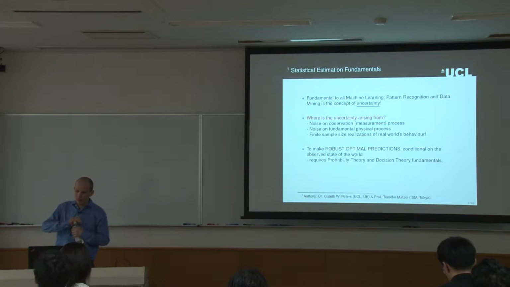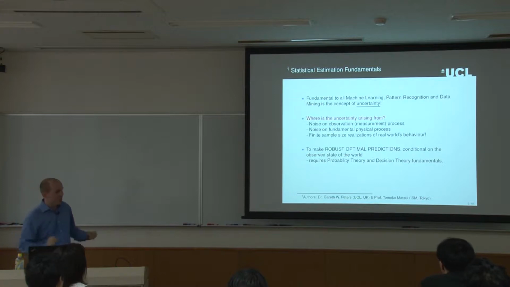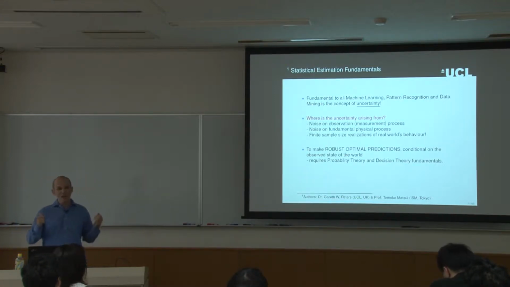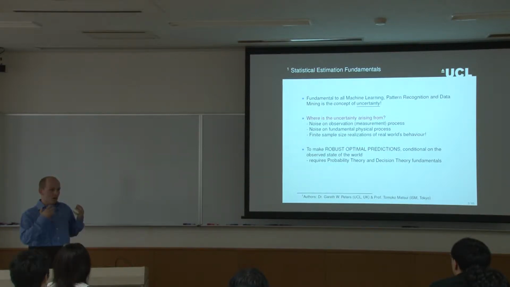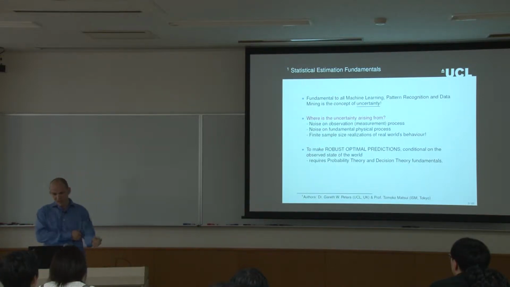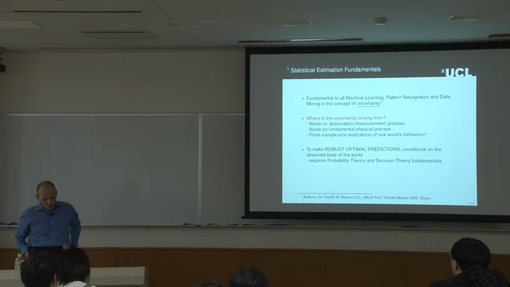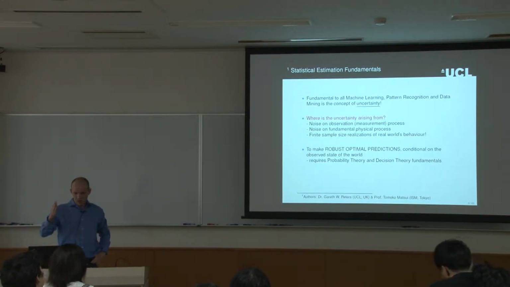Fundamental to all machine learning, pattern recognition, and data mining is this concept of uncertainty. Now, where is the uncertainty coming from? There's a number of sources. Firstly, coming from the observation process. So the fact that when you take measurements of an experiment, you have some measurement error. You never get the exact measurement. Secondly, there's also noise on the fundamental physical process, so random noise in your model.